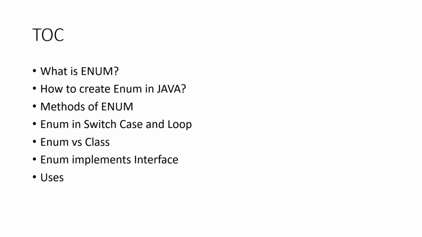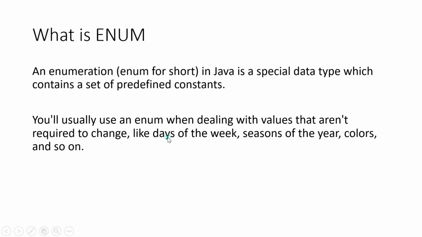and the methods that are defined inside enum, and how enum can be used in the switch case and also inside the loop, and what is the difference between enum and class. And in case of enum, it can actually implement an interface, so you can check one example and the uses of it. So the first point is what is enum.